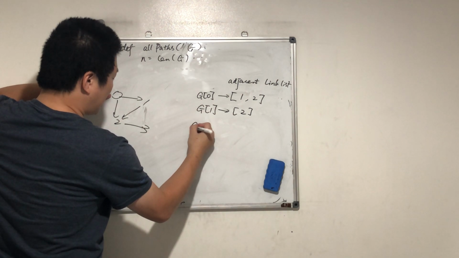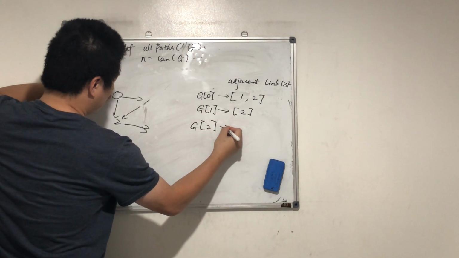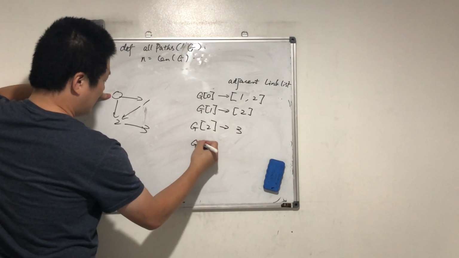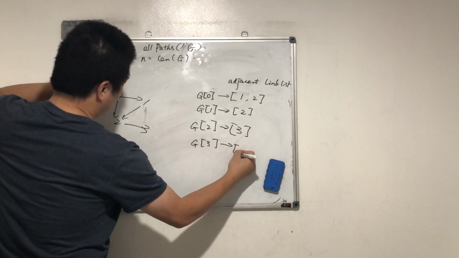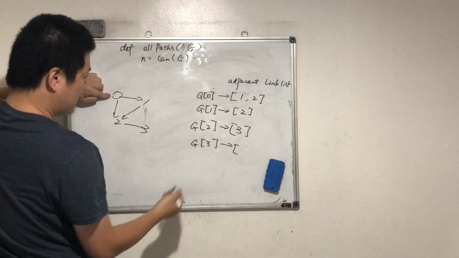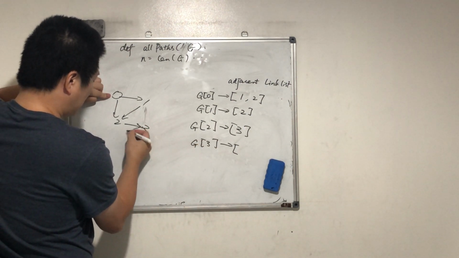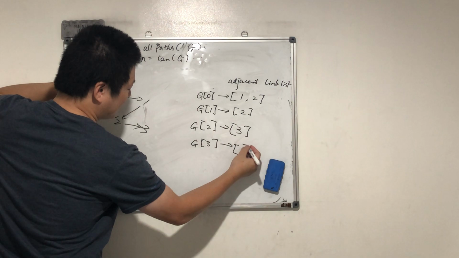And what's G2 connected to? 3. Yeah. And G3, where's the arrow on 2 to 3? Sorry, there isn't a pointy thing. Okay. G3 points to nothing, so it's an empty list.